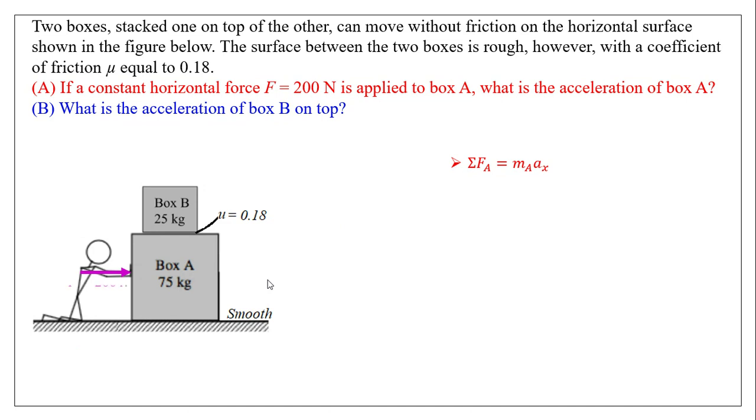Here, my purple arrow represents the force being applied onto box A, which is 200 newtons. And then I'm also going to identify the frictional forces that exist between B and A. So here is the frictional force that exerts between B and A. I have an arrow pointing leftward, which I will just call F of friction, and then I have an arrow pointing rightward. Same magnitude, just different direction, because this is a contact force.